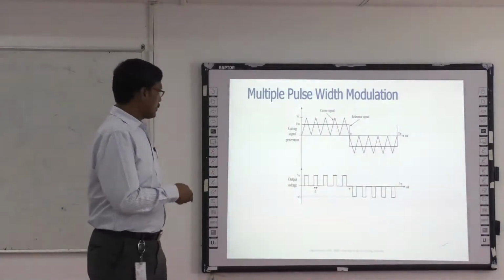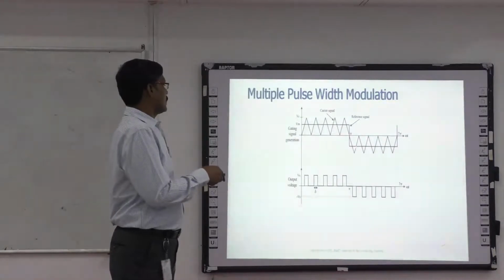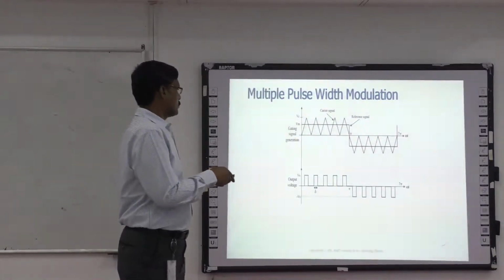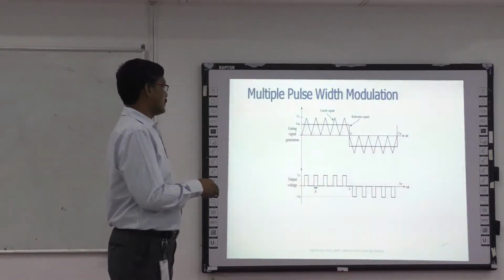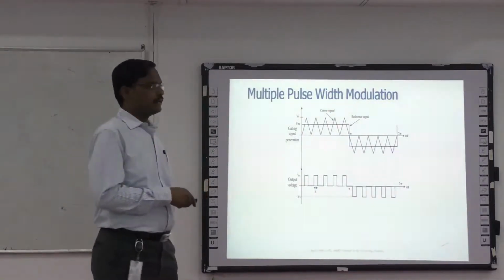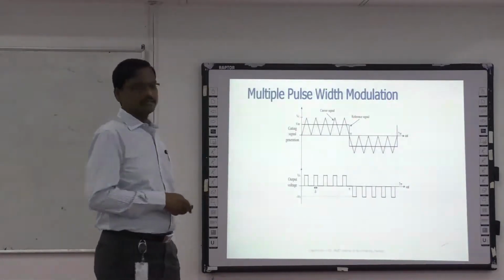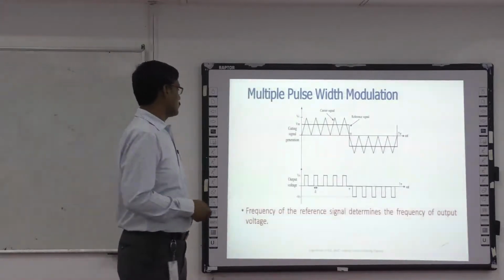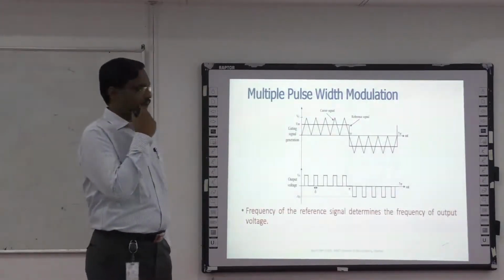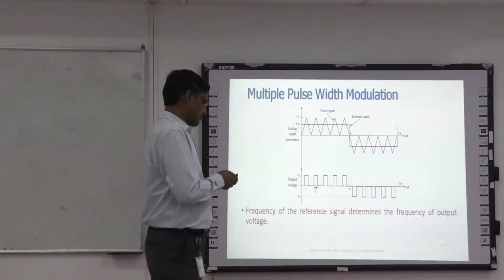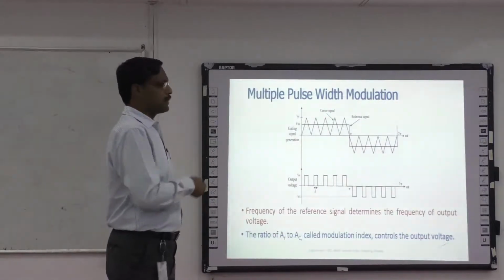Here you can see I am using a triangular waveform and one rectangular waveform. These two are compared and multiple pulses per half cycle will be generated. The pulse width of each pulse is going to be equal in this method. The frequency of the reference waveform determines the frequency of the output, and the modulation index determines the amplitude.